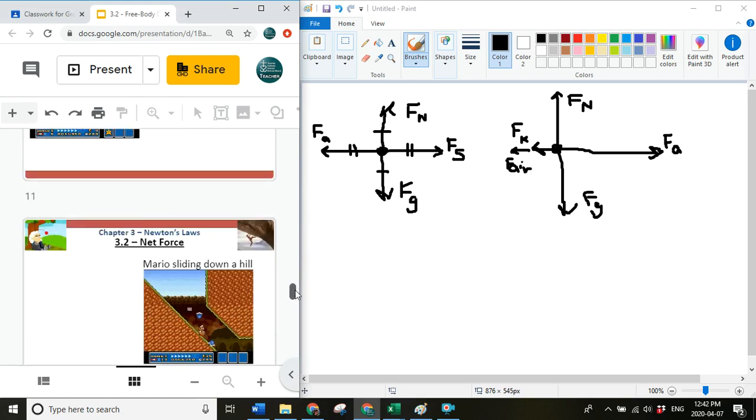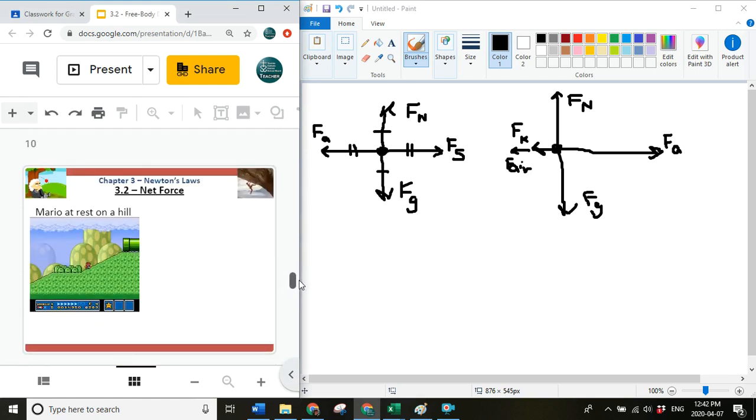A few last hard ones. So we have Mario at rest on a hill. Okay, so let's start with Mario. Well, first of all, he's just sitting there and he has gravity acting on him because whatever world he's on, there's still gravity. Now, there's a normal force.